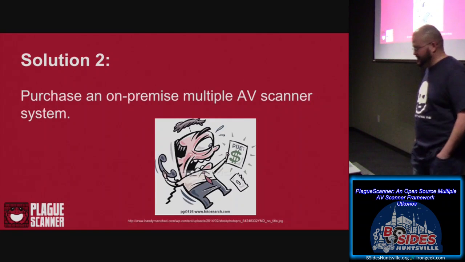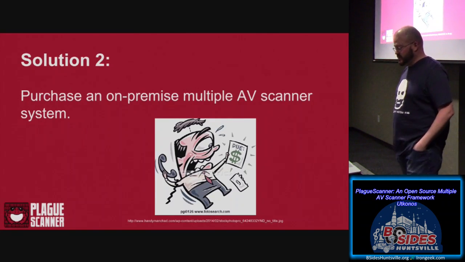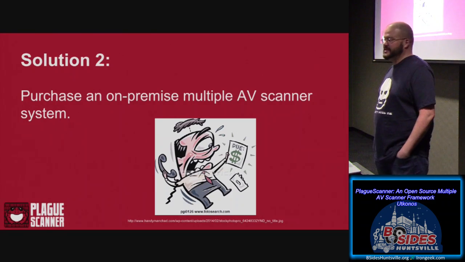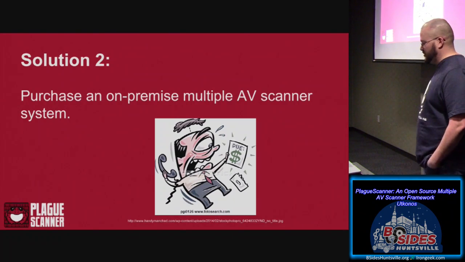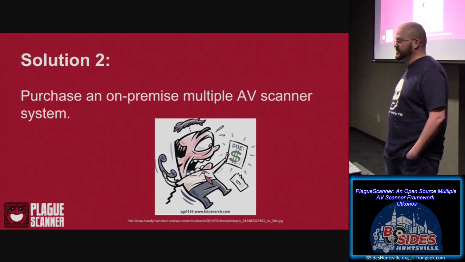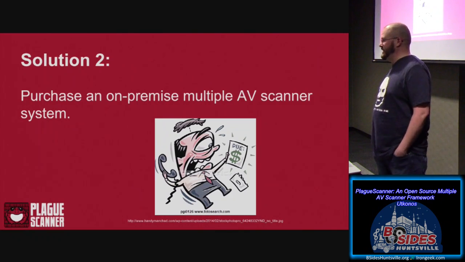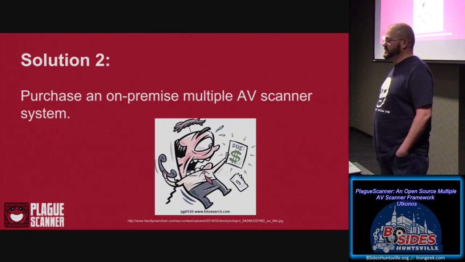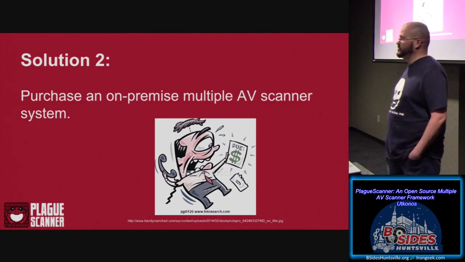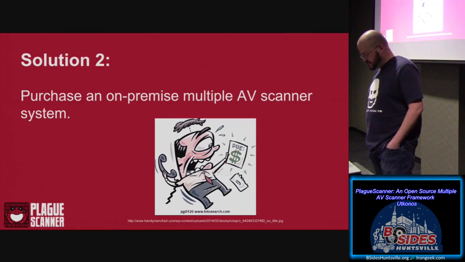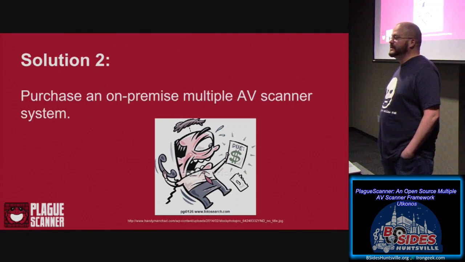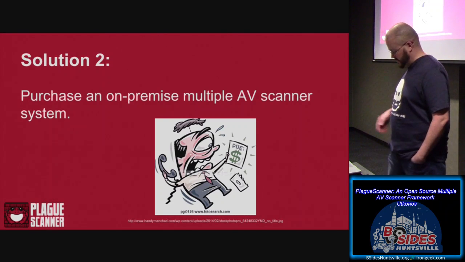So the second solution that you could have is to purchase an on-premise multiple AV scanner system. I have worked with the only one that I think is basically a viable one, and it is extremely, extremely expensive. It's out of the league of any small to medium business. You wouldn't be able to afford that type of software. So it's really out of the range of the type of analysts and researchers that I'm aiming this project at.